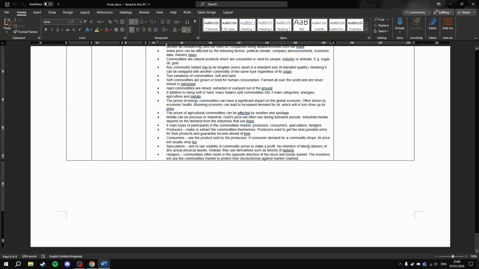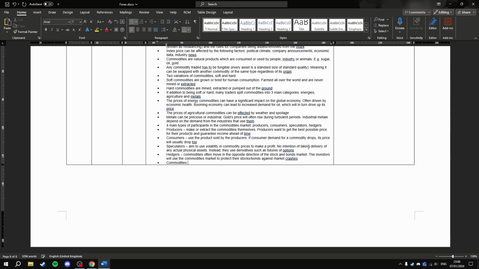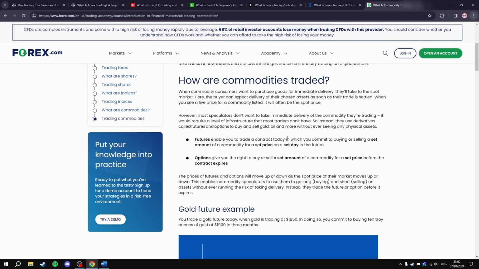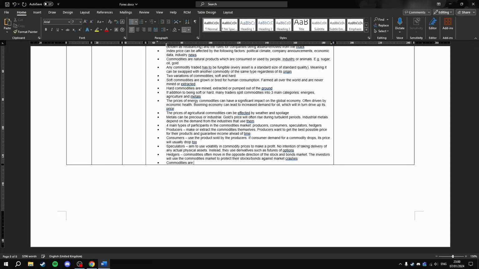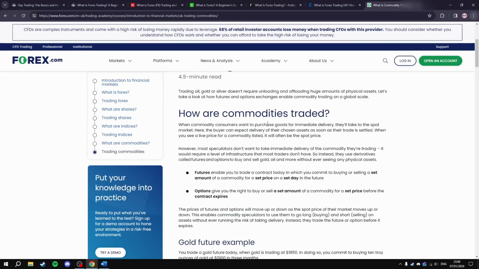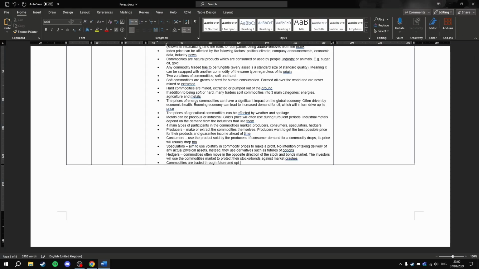So commodities are traded through futures and options exchanges.